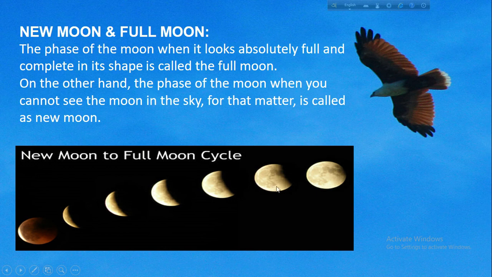Thus, after 2 weeks, on some night the moon is not seen at all. So we can see the new moon and the full moon after every 29 or 30 days. The phase of the moon when it looks absolutely full and complete in its shape is known as the full moon. And on the other hand, the phase of the moon when you cannot see the moon in the sky is called the new moon.